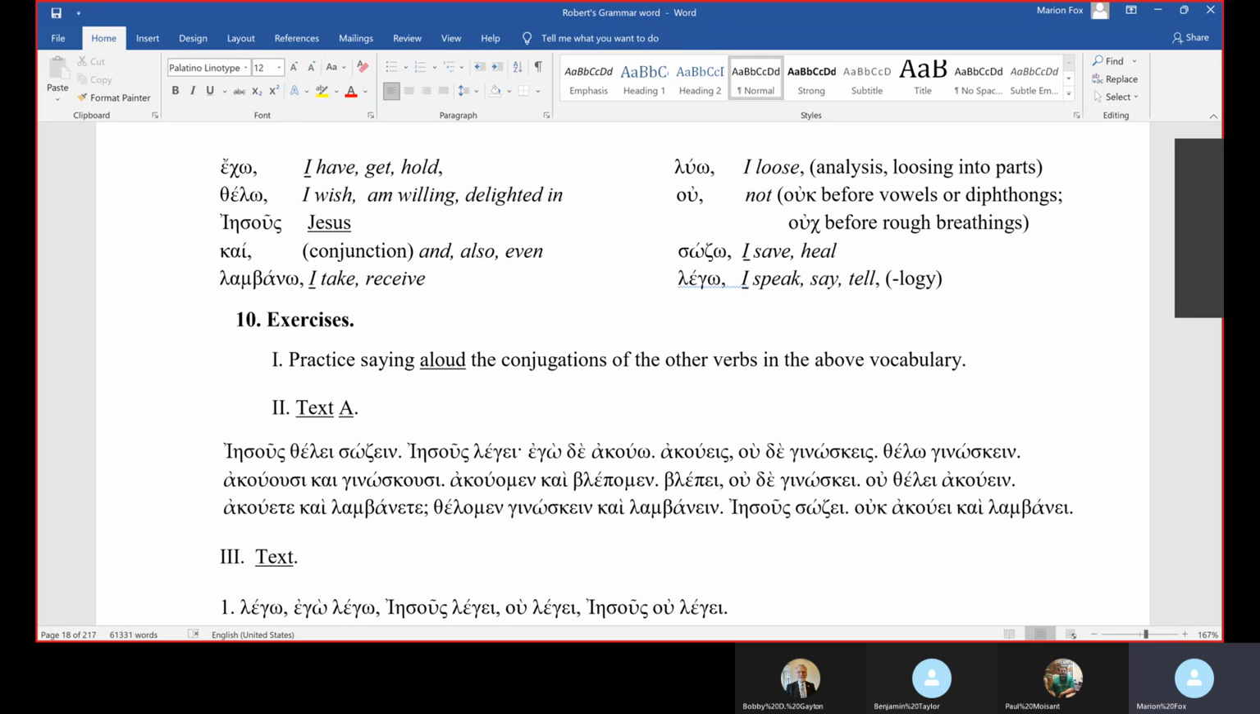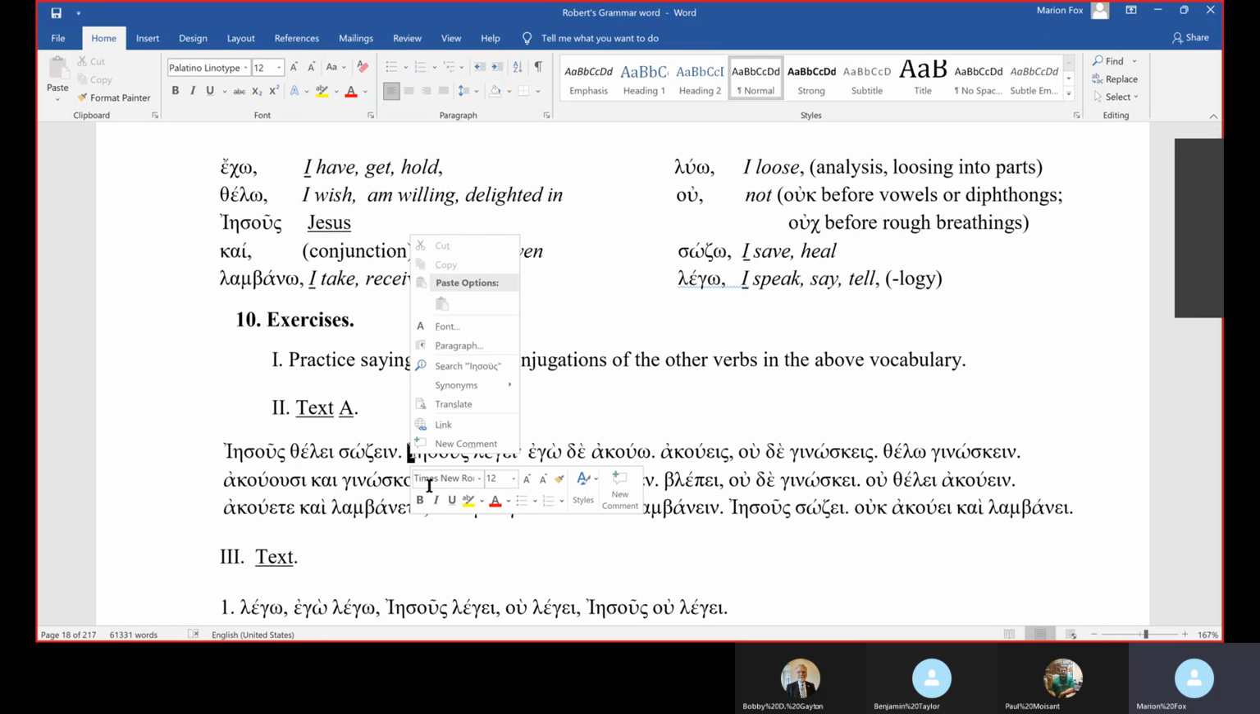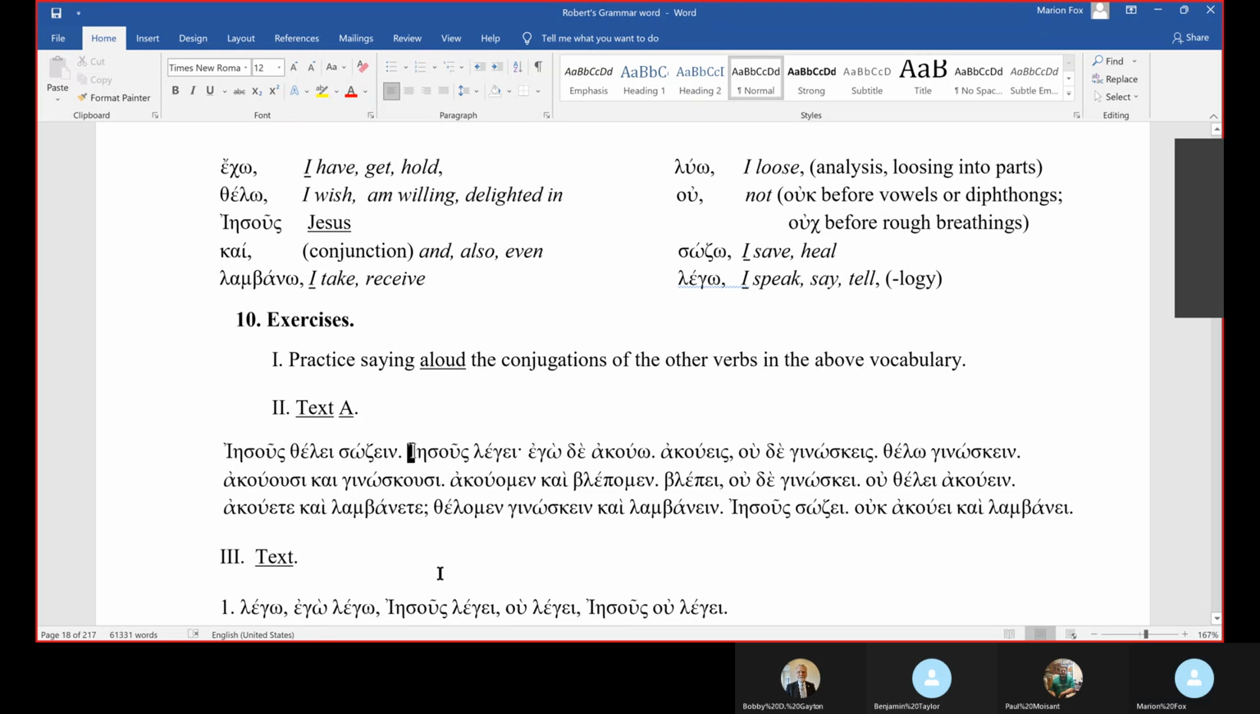Jesus, tele, sozain. That's the first three words. Now let's think second five words. Let me highlight it so you can see what I'm looking at here. I like these words. I hope you can still read them with my highlighting. Jesus lege ego de akuo. Okay, I'll let you translate that later.